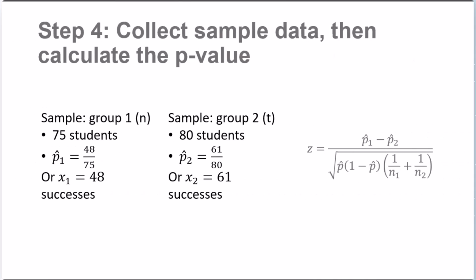Step four, collect sample data and then calculate the p-value. So we have two different samples. Group one is our non-visitors group, and group two is the people who did visit tutoring. Group one has a sample size of 75.